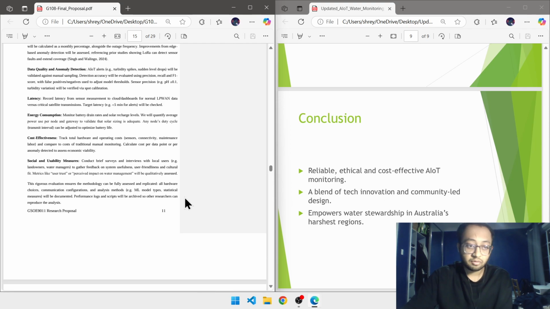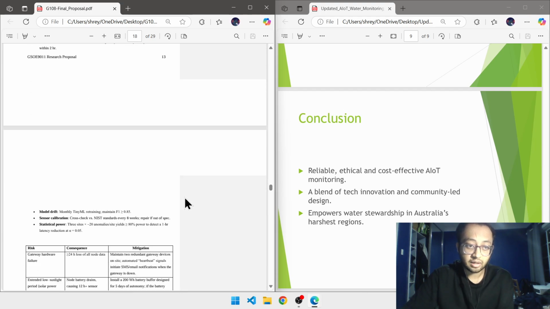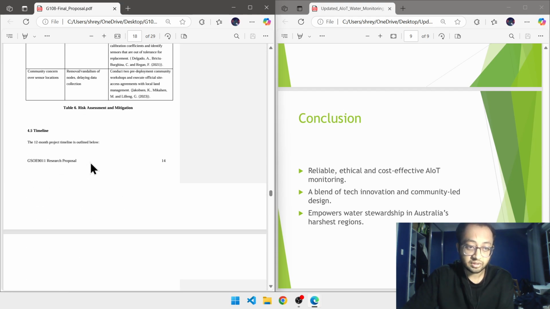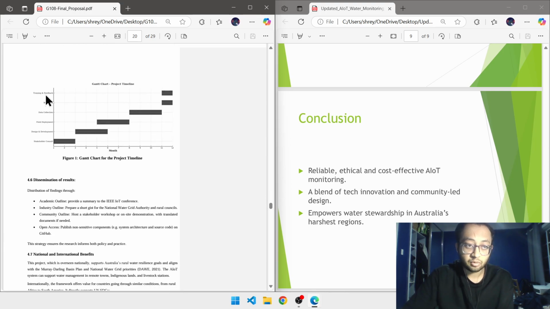Towards the end, we have recorded the expected timeline in a Gantt chart with the risk assessment and mitigation. And here you can see the project completion timeline is given in a Gantt chart as well.